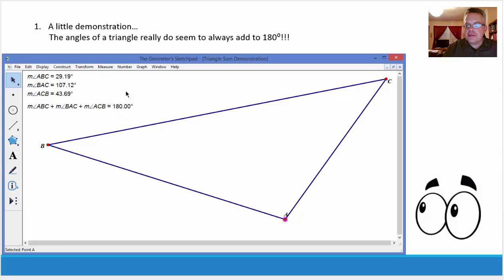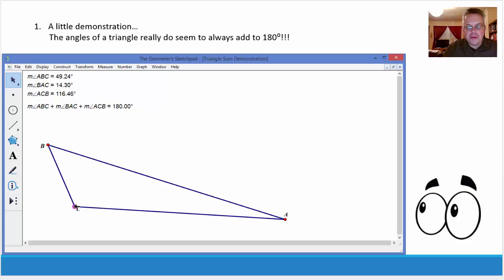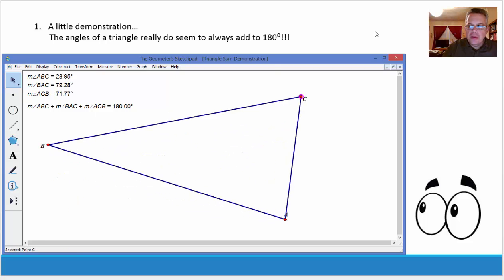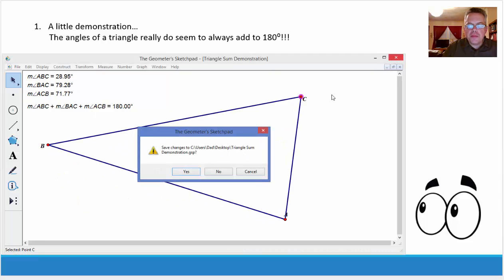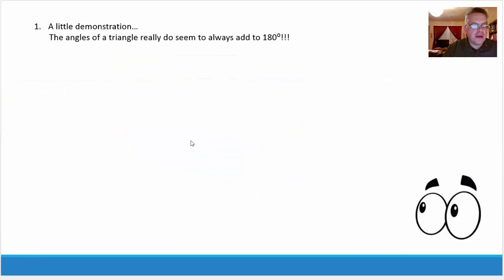In geometry, sometimes it's called an invariant. Something that's always true is an invariant. Okay, so the angles of a triangle always add up to 180. So like I said, you can play with this all day, and you're going to get nothing but 180. All right, I want to talk about how to solve three different types of problems.